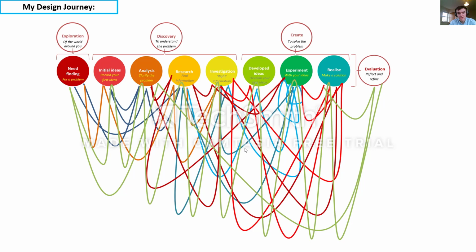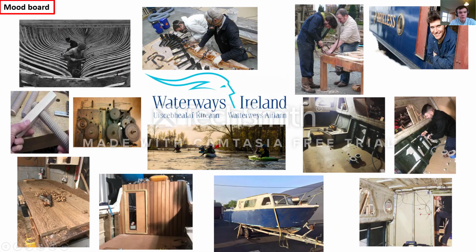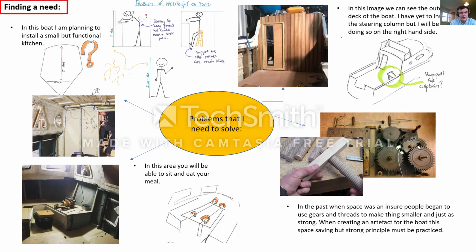This is my design journey. So this is explained in the very last slide. But basically, all these different lines represent the journey that my mind took while I was designing this project to solve the problem. Working on then with my mood board, so everything that's interesting to me, so waterways, building boats, Guy Martin's enthusiasm, just carpentry in general and old kind of engineering.